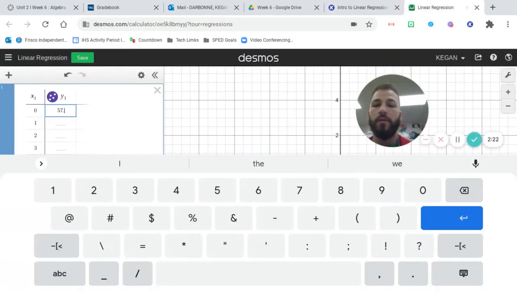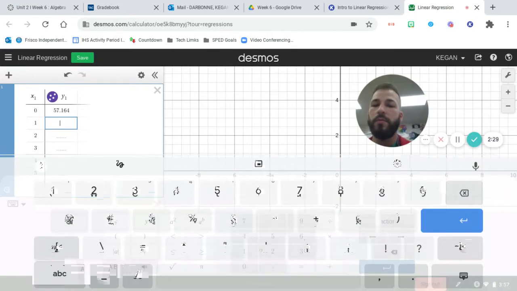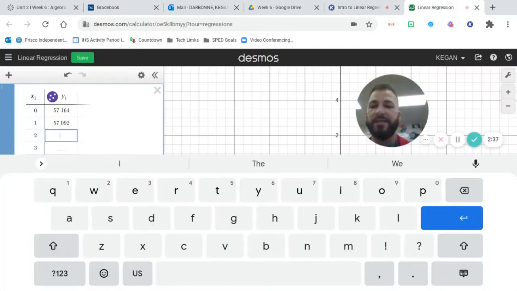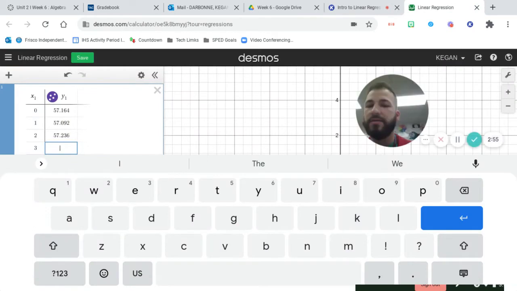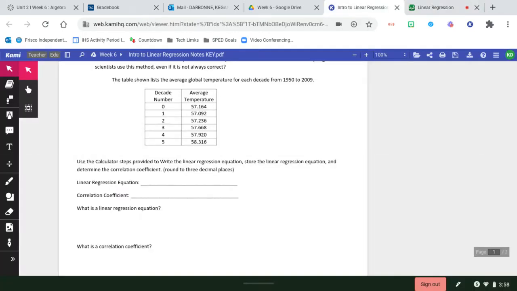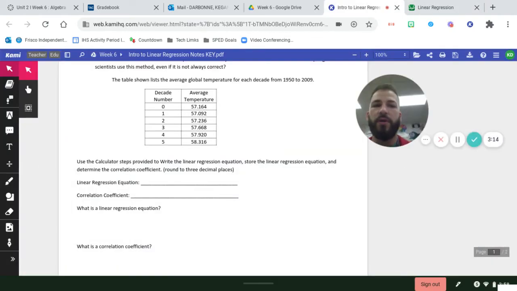57.164, 57.092, 57.236, 57.668, 57.920, and 58.316.